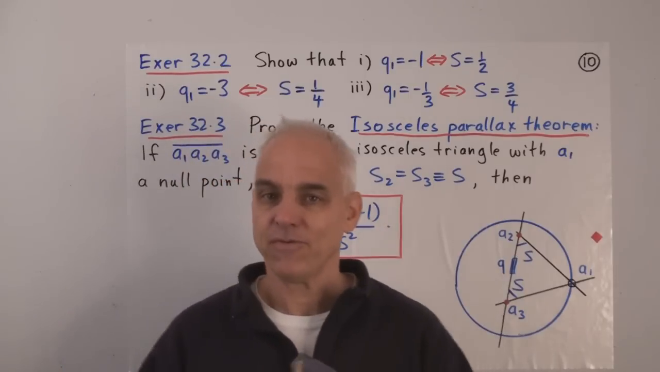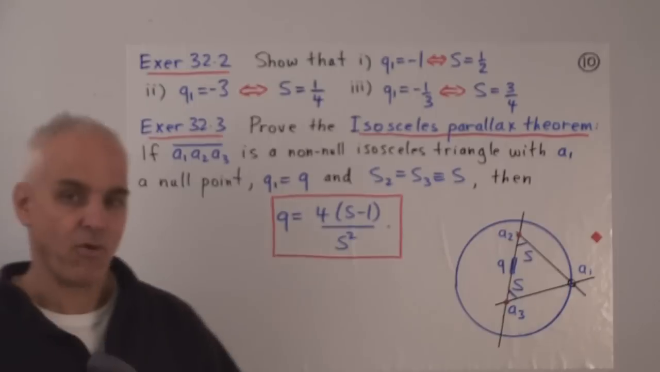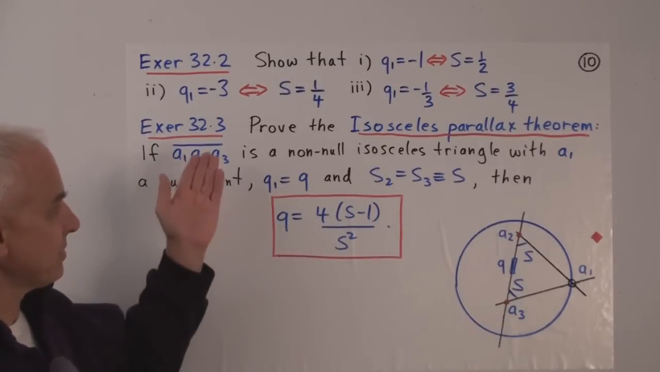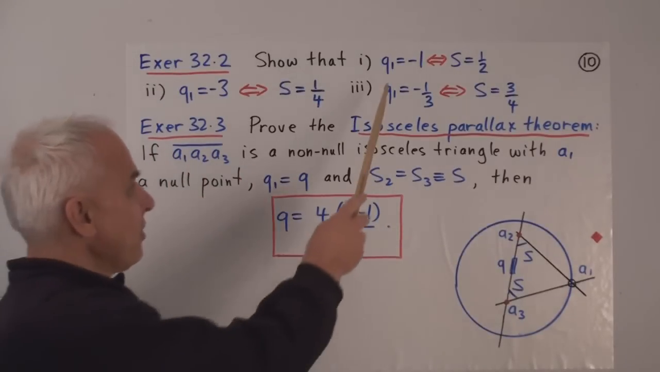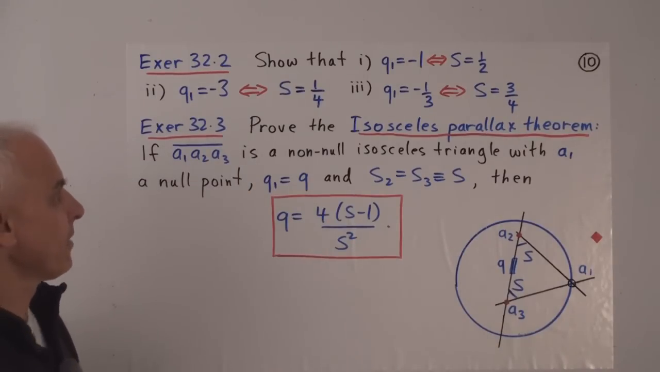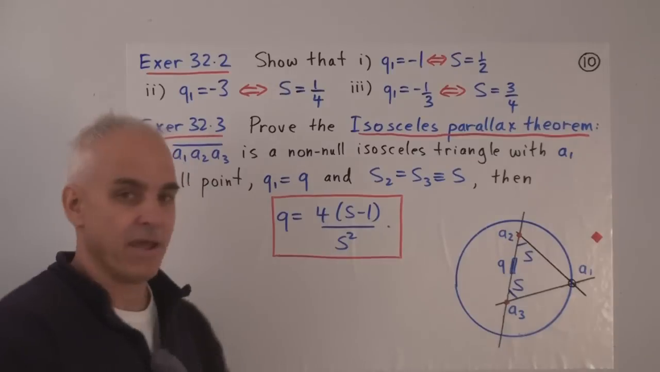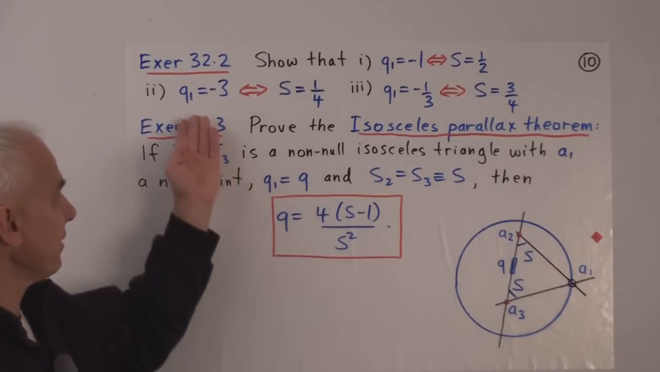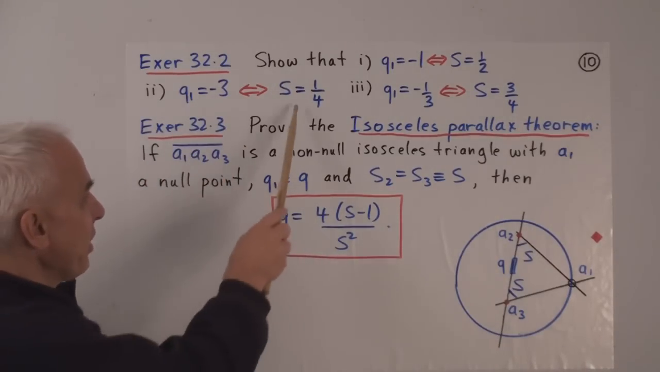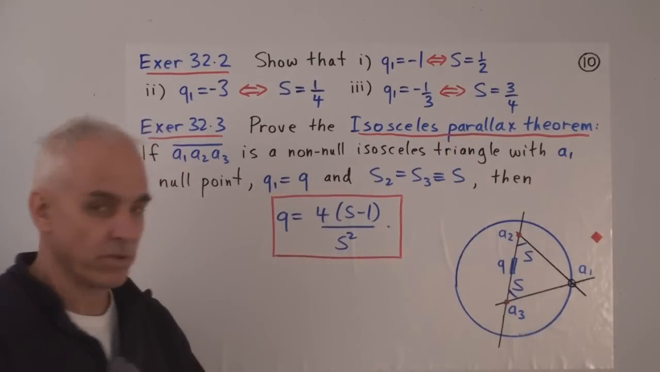Okay, so it's time to have a few exercises relating to this lovely parallax formula. And the first one is pretty easy. I'm just asking you to have a look at some values and convince yourself that, say, when the quadrance is minus 1, then the spread will be a half. Similarly, if the quadrance is minus 3, then the spread will be 1 quarter. If the quadrance is minus 1 third, the spread will be 3 quarters.